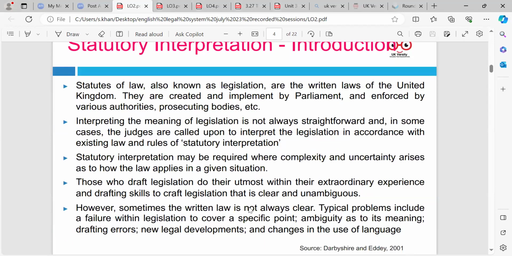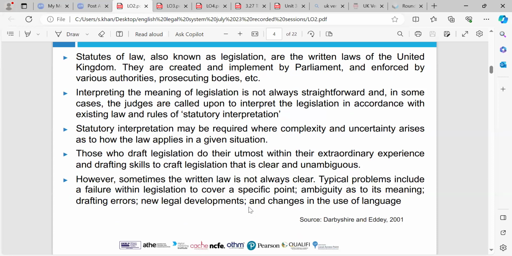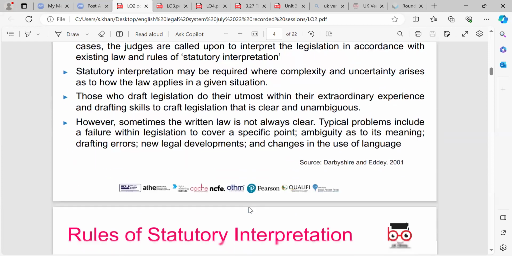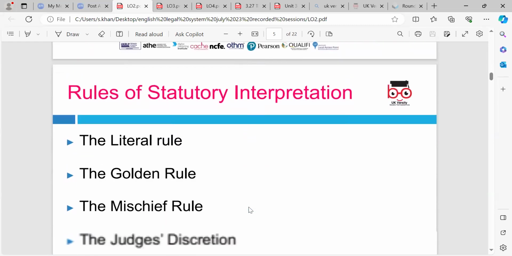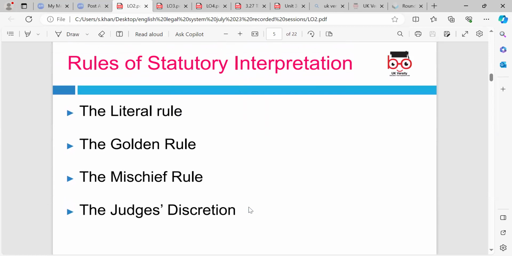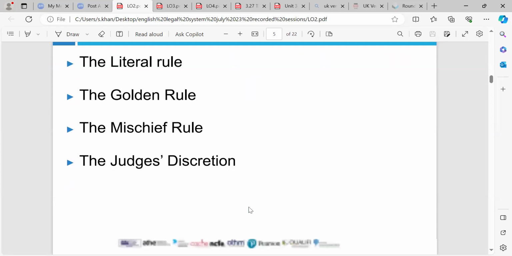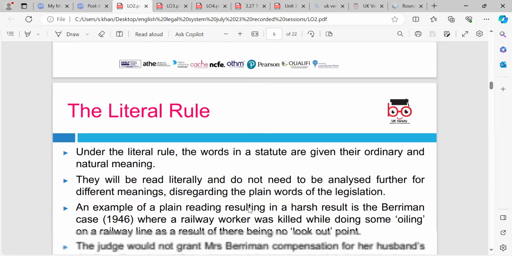And we looked at the importance of statute in making a decision and how judges are called upon to interpret the legislation. We looked at the rules of statutory interpretation, which are very important for judges when it comes to making a decision in a case. So the literal rule, the golden rule, the mischief rule, and the judge's discretion.